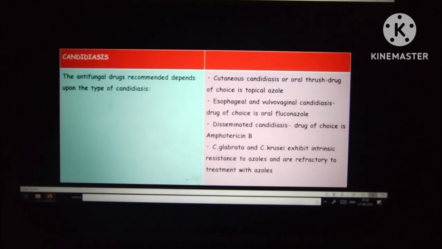So next, what is the treatment? Here for cutaneous candidiasis or oral thrush, it is a topical azole. If you come across esophageal or vulvovaginal, again it is fluconazole. Always remember, whenever there is dissemination, there will be amphotericin. Glabrata and krusei are intrinsically resistant to azole, so the treatment is usually unsatisfactory.